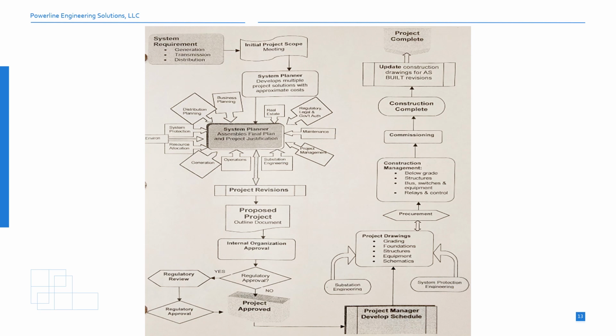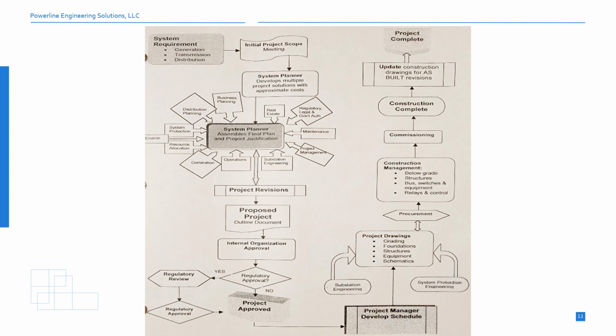This is followed by an initial project scoping meeting attended by multiple stakeholders, such as system planning, distribution planning, system protection, generation, substation operations, substation engineering, project management, regulatory affairs, and real estate. The system planner then develops multiple project solutions, including approximate costs with inputs from the stakeholders, and after the necessary revisions, assembles the final plan and project justification.